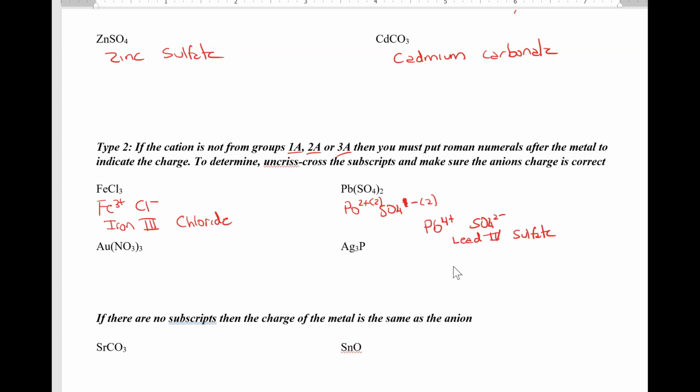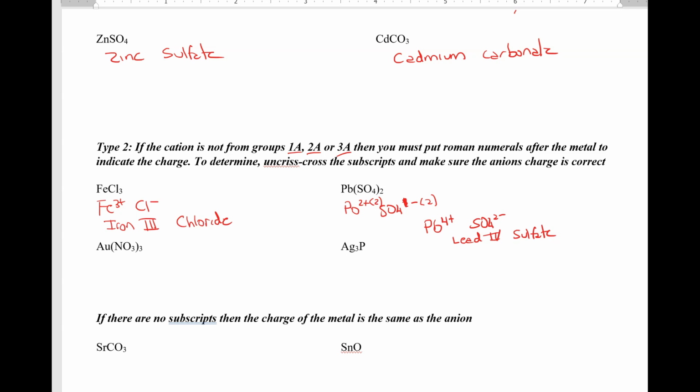So the thing you have to do when you crisscross these ones, for the ones not in 1A, 2A, 3A, or zinc, silver, cadmium, you have to look at the anion. If the charge is correct, you're done. Just name what you see and move on with your life. If it's not, you do have to go this extra step of figuring out the correct charges.